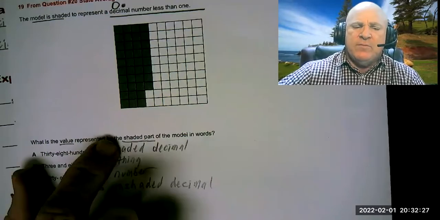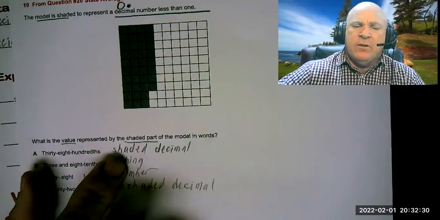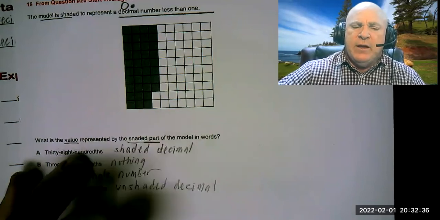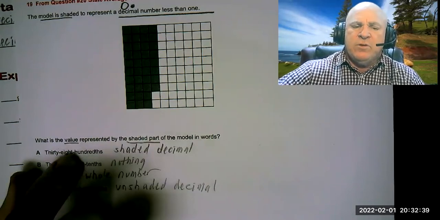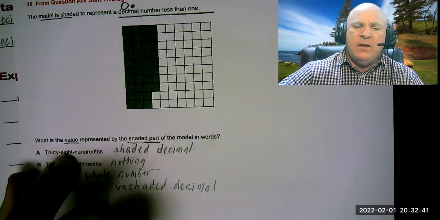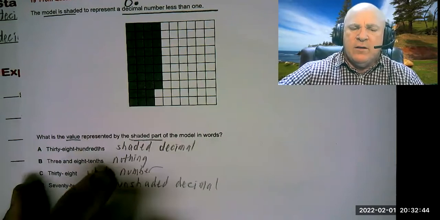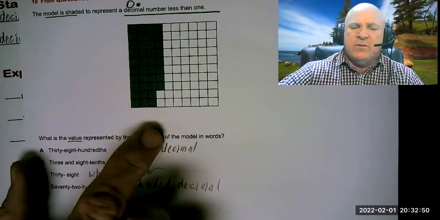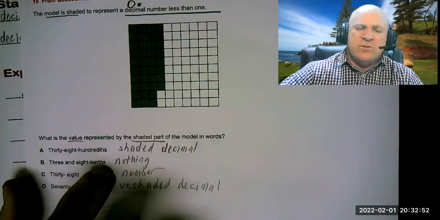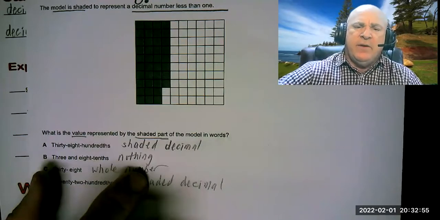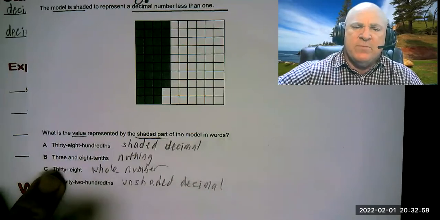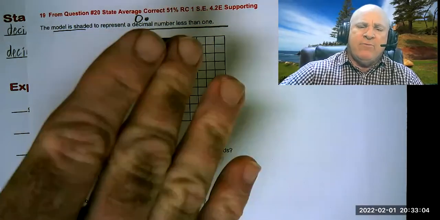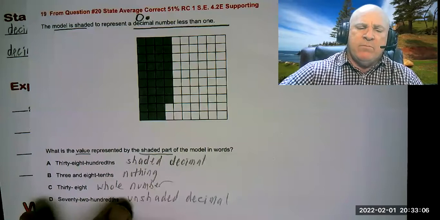So the shaded decimal would be 3 tenths and 8 hundredths, which would be letter A. Letter B, there's a row of 3 there, and there's 8, but it wouldn't be tenths, it would be hundredths. So this has nothing to do with anything at all. If the students got it incorrect and they didn't pay attention to this was shaded to represent a whole number greater than 1, then they would have written 38, which was probably a big distractor.